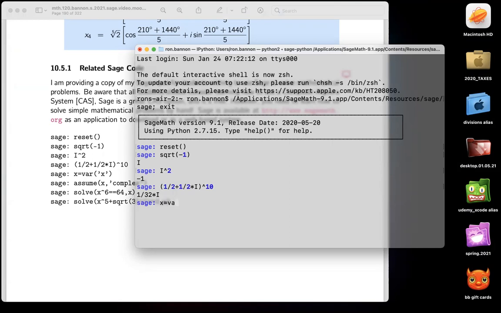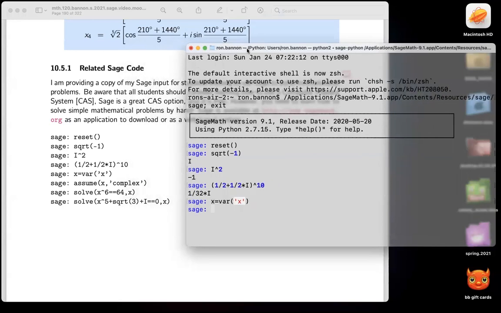X equals var. I know I say this a lot to you. We don't need to define X as a variable in Sage, but it's a good idea to define your variables in computer science. Okay. So I'm going to say now the next line of code, I'm just typing this in, by the way, assume. I want to assume that X is a complex number now. So I'm telling Sage now, assume X is a complex number. All right, now I'm going to solve.